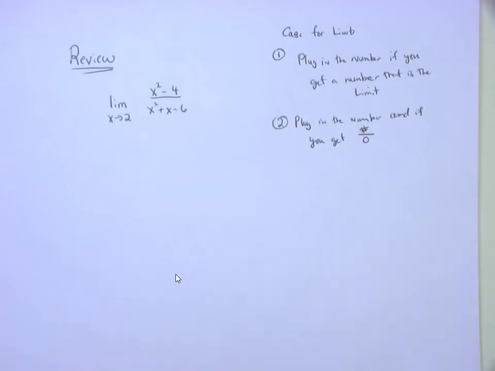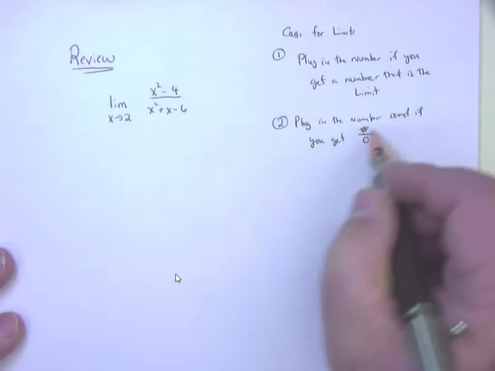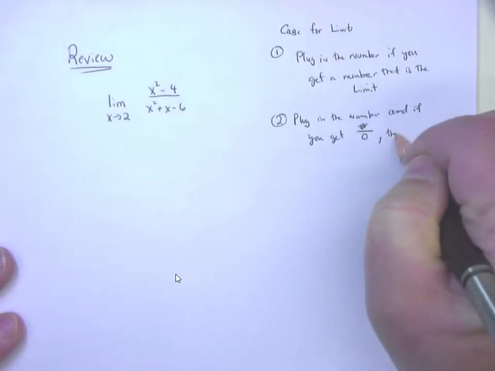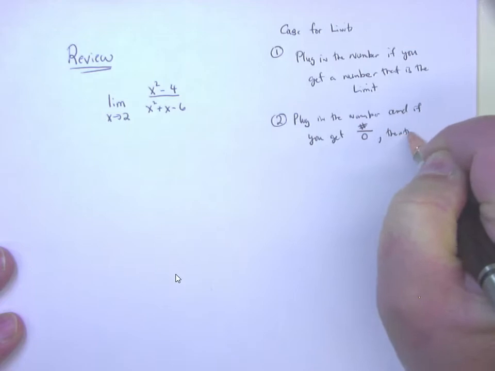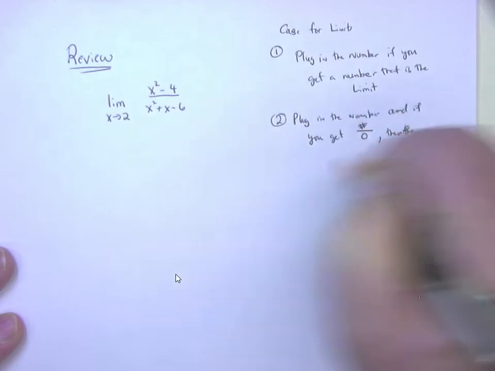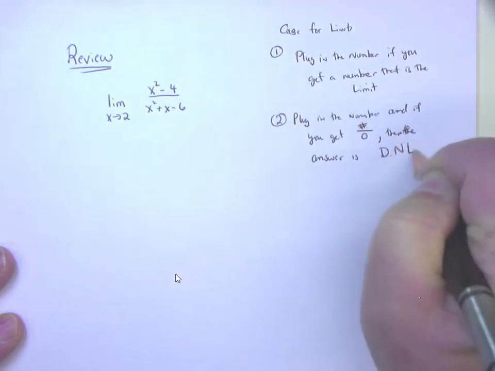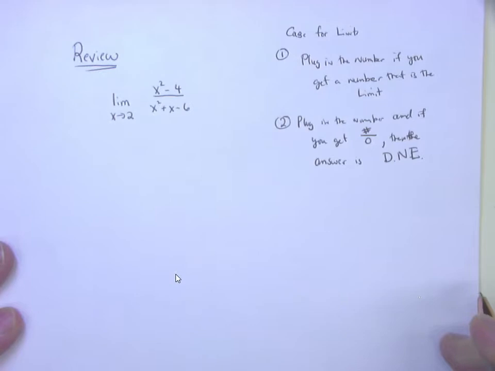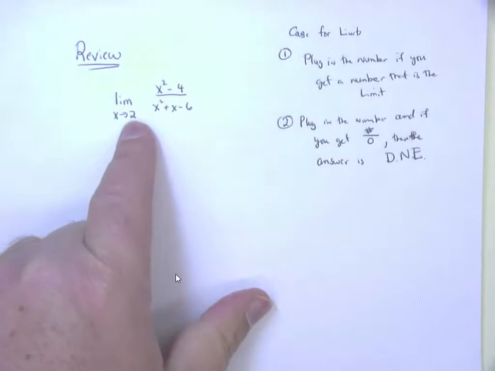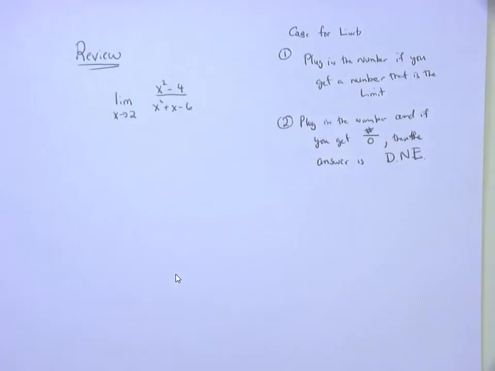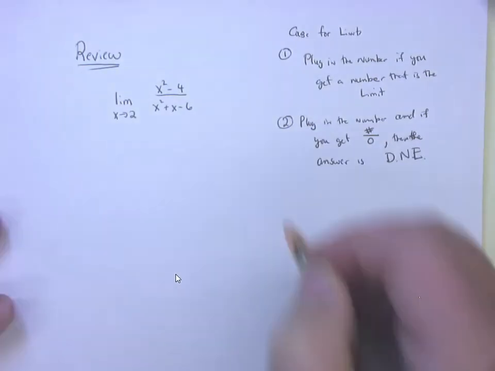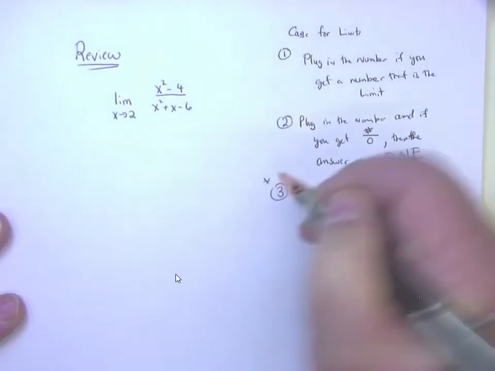So therefore, since it's not a number, if you get a number divided by 0, then the answer is DNE. Now, what is my code for DNE? It stands for does not exist, no solution, however you want to write that. Now, when you do the one-sided limits, you can blow up to infinity or down to negative infinity, but with a full limit, without little pluses and minuses behind it, we do not allow infinity answers, so it just does not exist. Case number 3, that's going to be your big case.